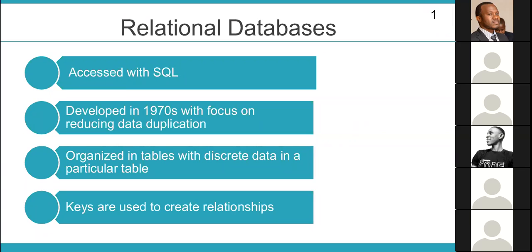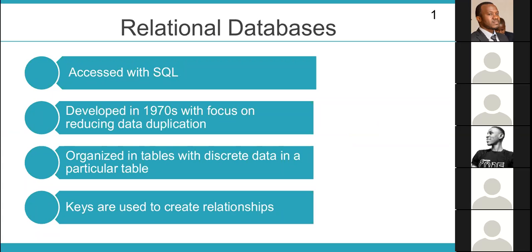So starting with relational databases, call them SQL databases. They can be accessed with a programming language called SQL, structured query language, and they were developed in the 1970s with a major focus on reducing data duplication, because in the 70s, storage was a little expensive as compared to currently. So engineers were looking for ways to minimize the amount of storage required to store data. So the SQL databases were developed with this idea in mind.